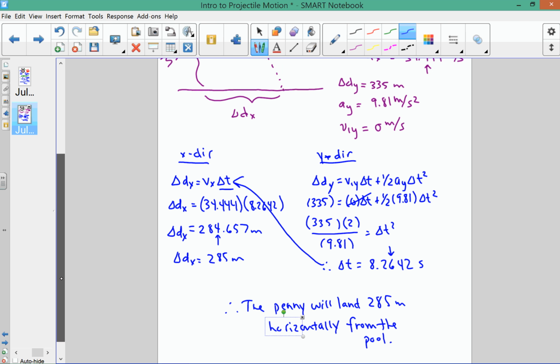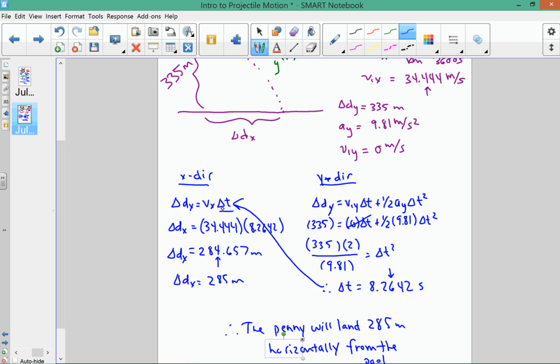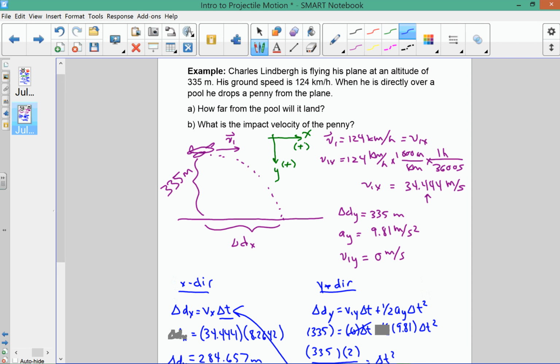That's not so bad. This one was a little bit tricky because we had to use information from both the x and y direction to totally solve the problem. But luckily our x direction equation is super straightforward. Okay, now B. What is the impact velocity for the penny?